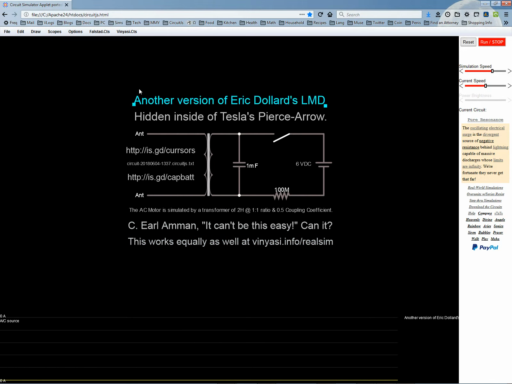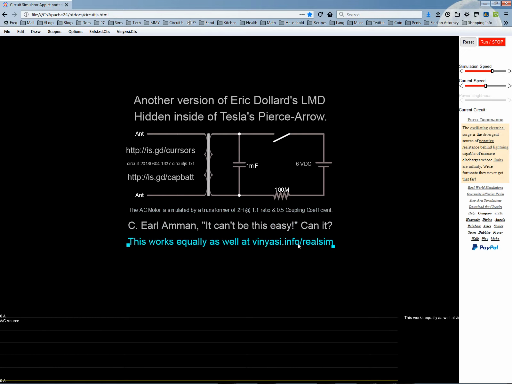vinyasa.info/realsim. Right now I'm operating under the original simulator that doesn't have too much difference between mine and Paul Falstad's, just that I took away the limits on diodes and transistors, but there are no diodes and no transistors here, so we don't have to worry. So this functions pretty much the same as Paul Falstad's simulator does.